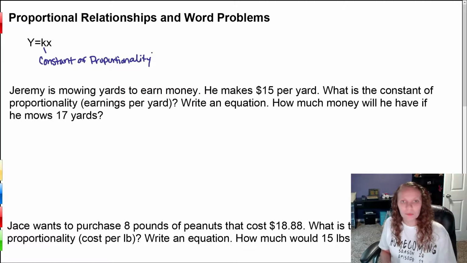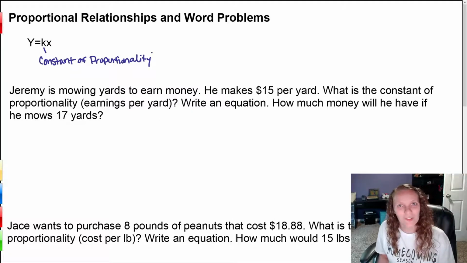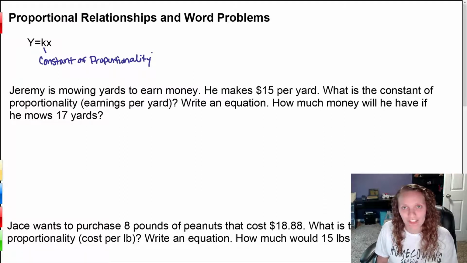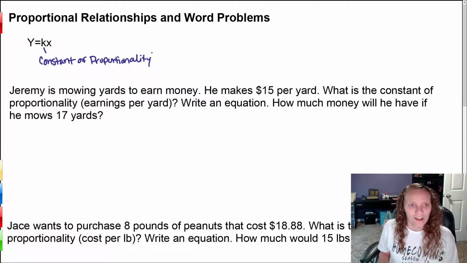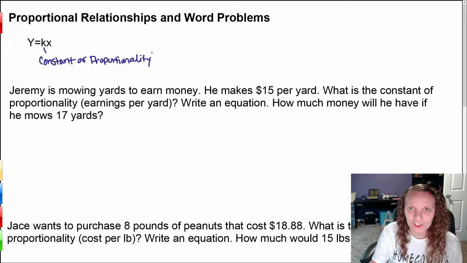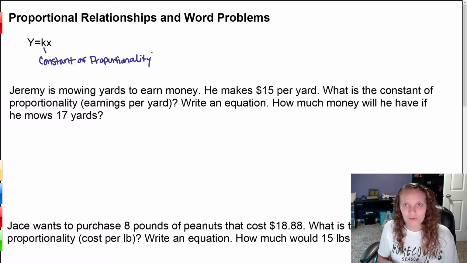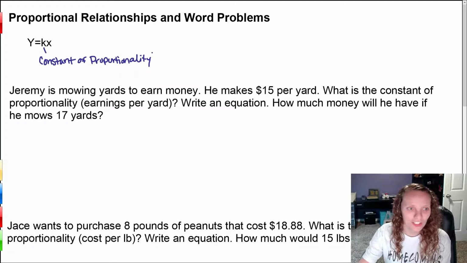Remember, the constant of proportionality is kind of like the unit rate. It's the cost per pound, or however many miles per hour you are driving down the road. Let's go ahead and jump into the first one, and we're going to need to figure out how to find the constant of proportionality, how to write an equation, and then even predict for a future situation. So let's look at the first one.